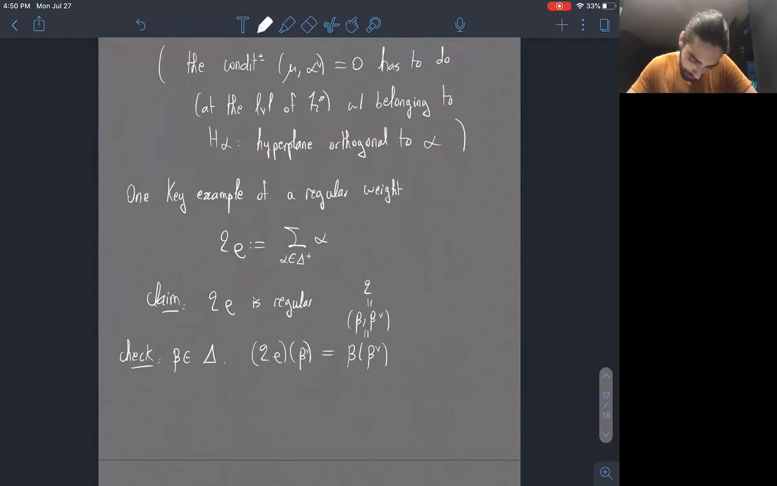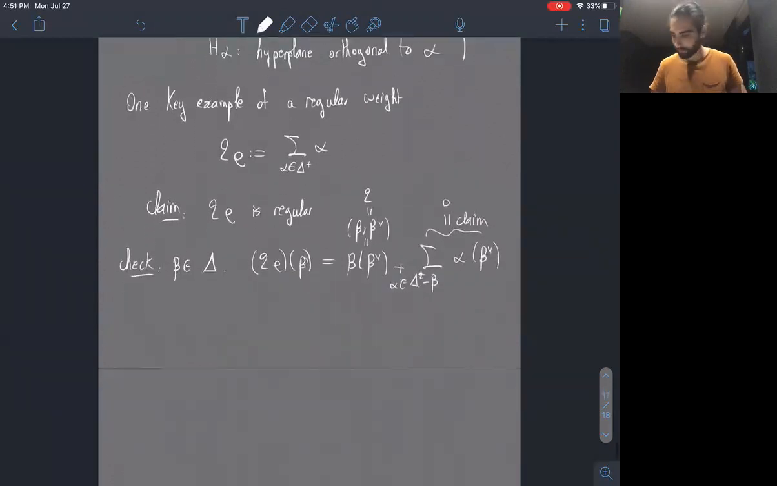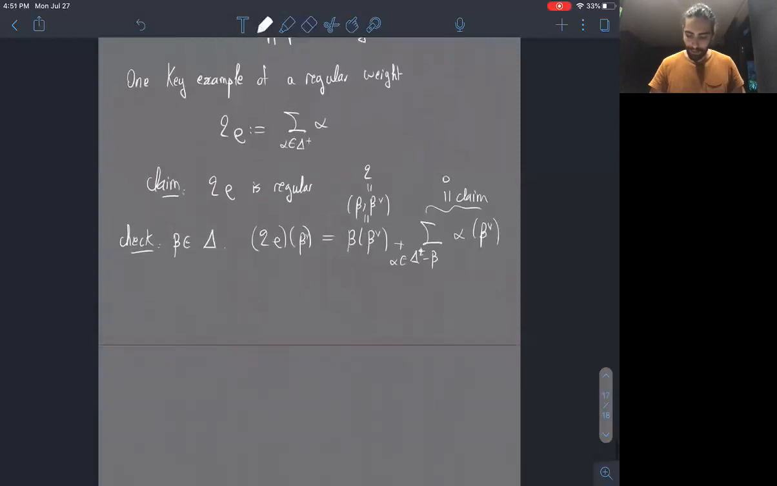And then what's left to evaluate is the sum away from beta, so delta plus minus beta, of alpha applied to beta dual. And so if I can show that this is 0, then I get that I evaluate to true on every co-root, and so I'm good. And this is actually not too bad to see.